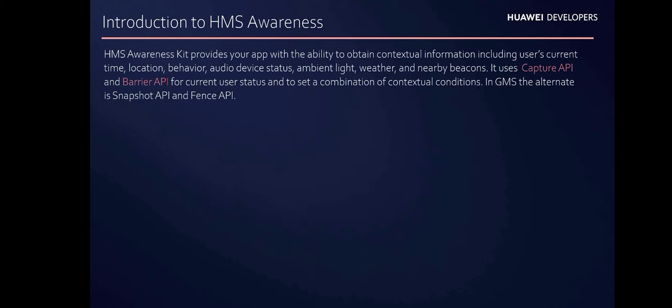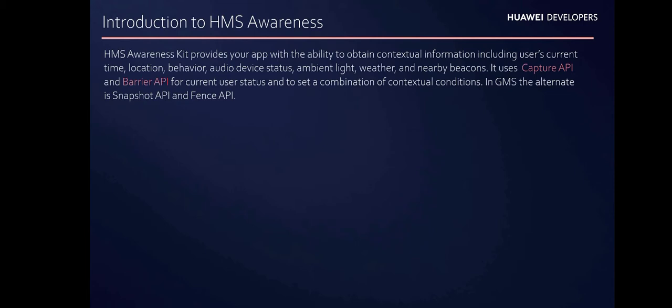An introduction to HMS Awareness Kit. Awareness Kit provides your app with the ability to obtain contextual information for the users, including users' current time, location, behavior, audio device status, ambient light, weather, and nearby beacons.